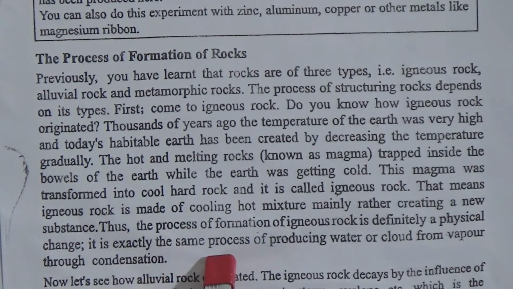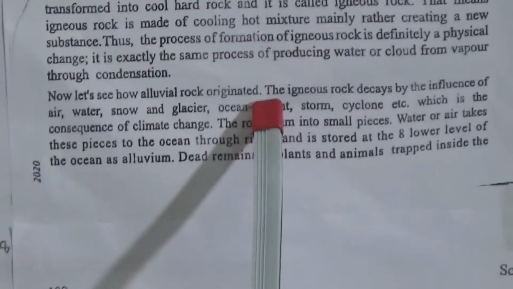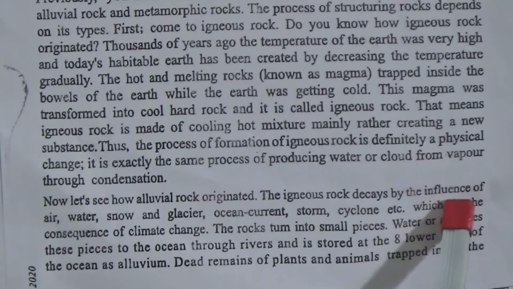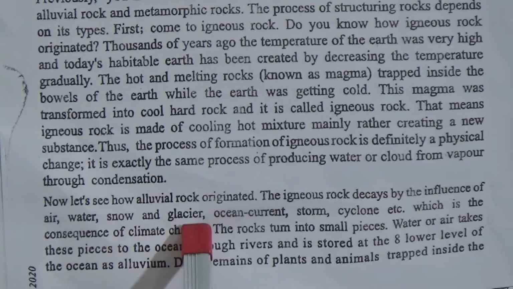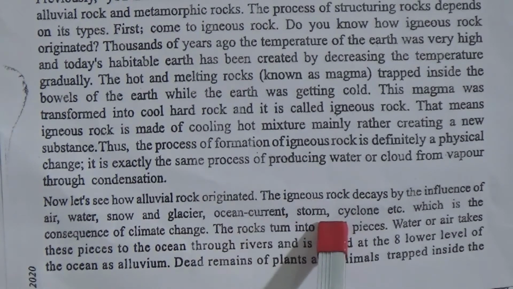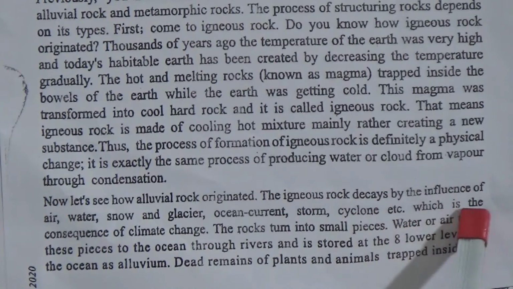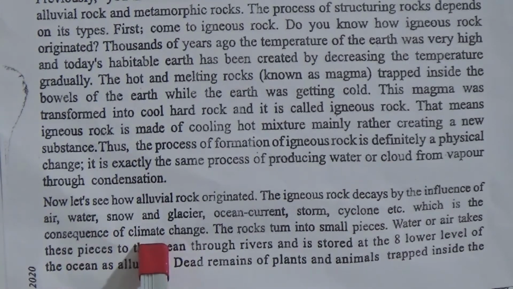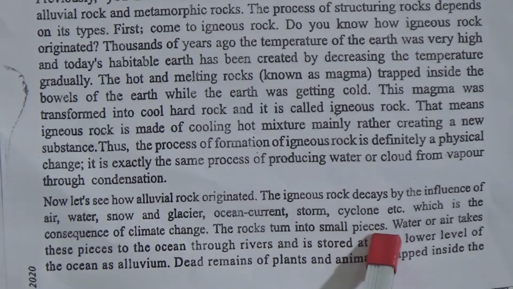It is exactly the same process as producing water or cloud from vapor through condensation. Now, let's see how alluvial rock originated. Igneous rock decays by the influence of air, water, snow and glacier, ocean current, storm, cyclone, etc., which is the consequence of climate change. The rock turns into small pieces. Water or air takes these pieces to the ocean through rivers and they are stored at the lower level of the ocean as alluvium.